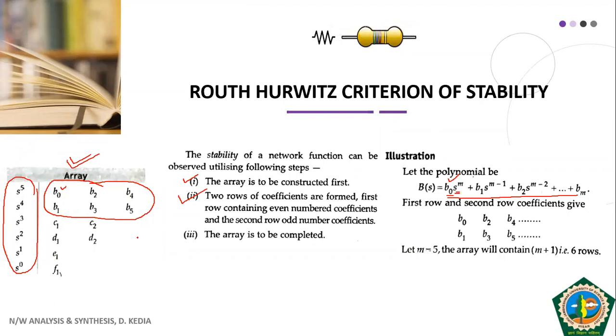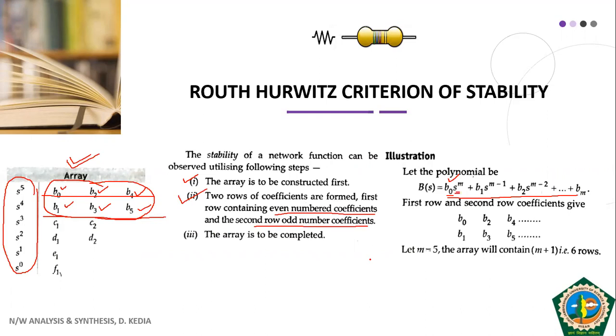And how will we do that? We will write b0 here, b1 here, then b2 here, b3 here, b4 here, b5 here, and we will continue like this till we are exhausted with all the coefficients. It doesn't mean that you have to write the coefficient in front of these. No, in the first two rows, you have to write all the coefficients alternately. In other words, in the first row, you will write the even numbered coefficients, and in the second row, you will write all the odd numbered coefficients. Even if a coefficient is not existing, you will write 0 for that.